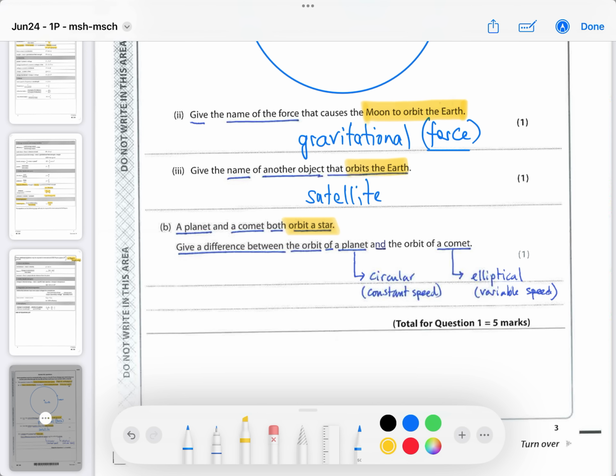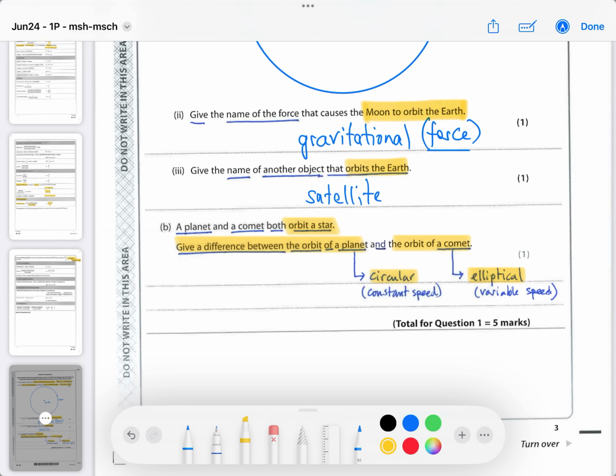Again, gravity is responsible for all these orbits, but we want to talk about the difference between the orbit of a planet, which is very circular, and the orbit of a comet, which is more egg-shaped or elliptical. So you need to know these.